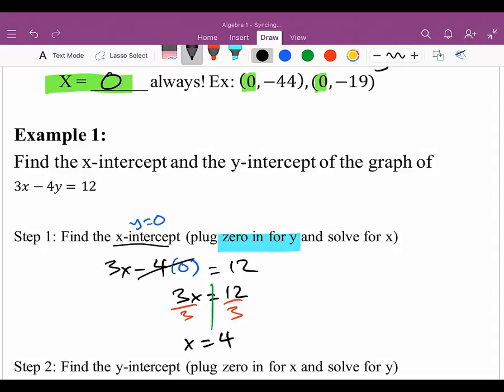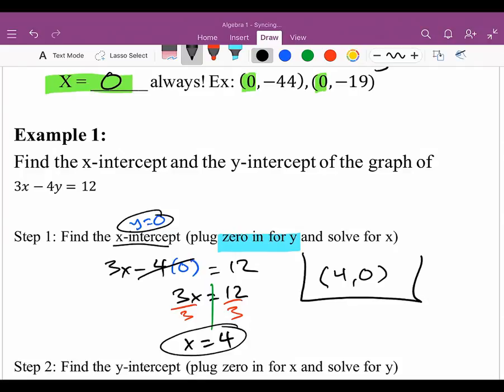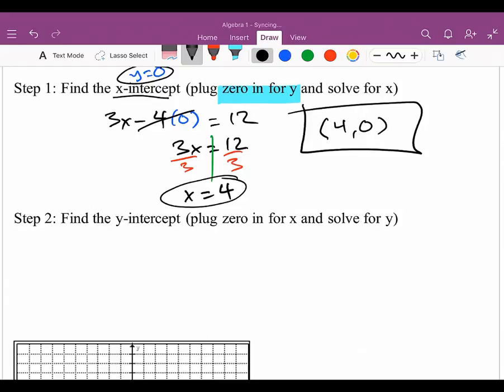Now the thing is, that is not your final answer, okay? X would be 4, but remember, an intercept is the point it crosses. That means your x would be 4, but we know y is always 0, right? Remember, x is 4, y is 0. That means your final answer would actually be written as a point 4, 0. Alright? Let's solve for the y-intercept. So y-intercept, you have to plug in 0 for x. So kind of the reverse.